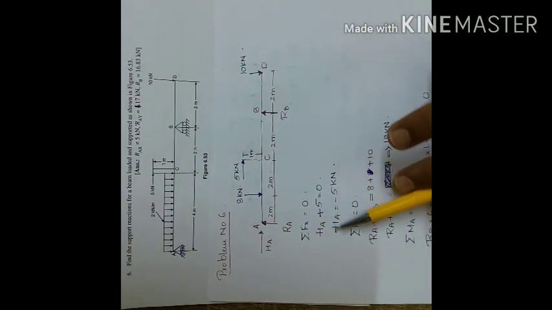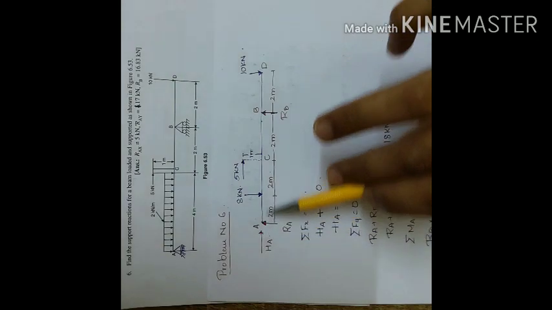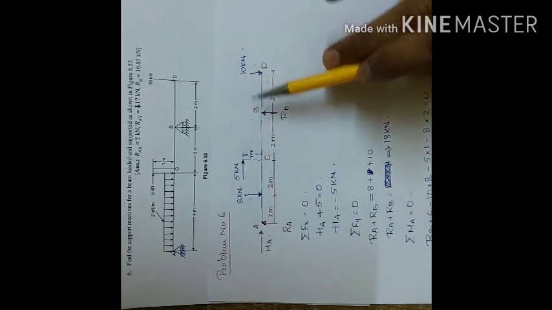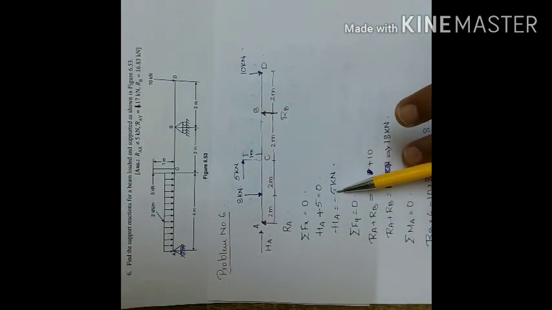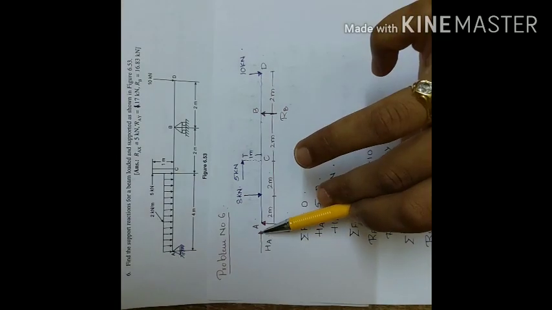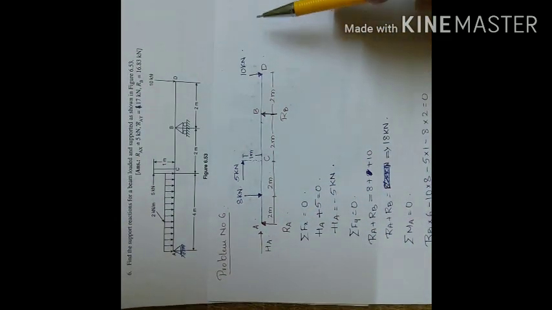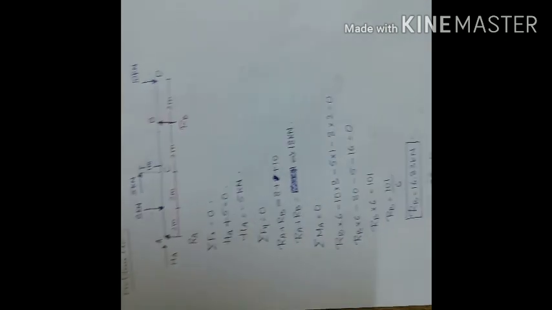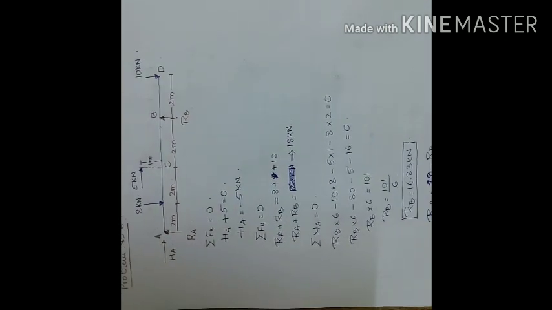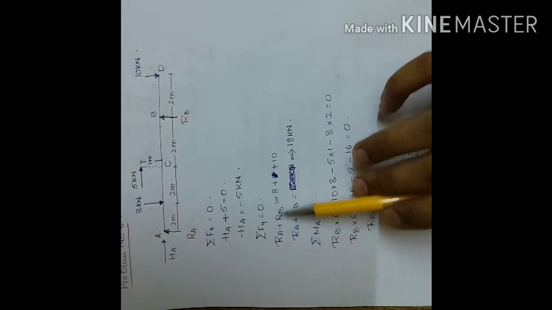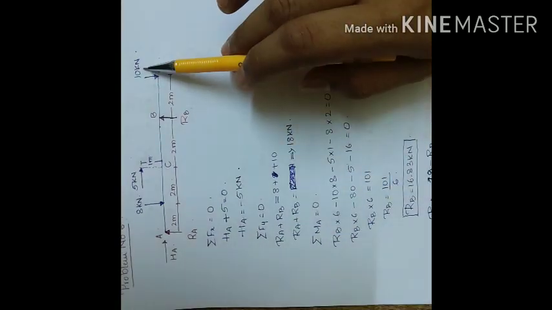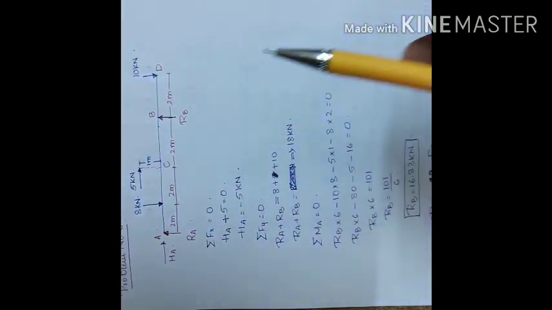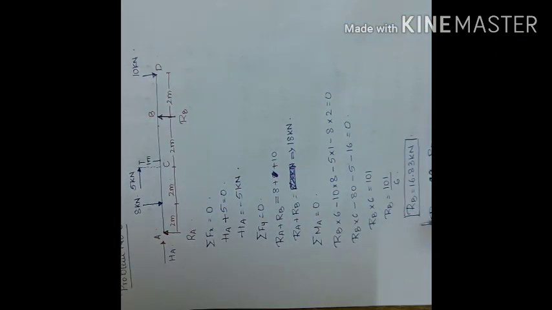Now summation of Fx is equal to 0. HA is moving in the positive and the 5 is also moving in the positive. Calculating that, we get minus 5. Why minus 5? Because the direction I have taken as positive is wrong and it should be on the opposite side, so the minus sign indicates that. Next, taking the vertical forces, Ra plus Rb is equal to 8 plus 10. The 5 should not be taken because it is in the horizontal direction.